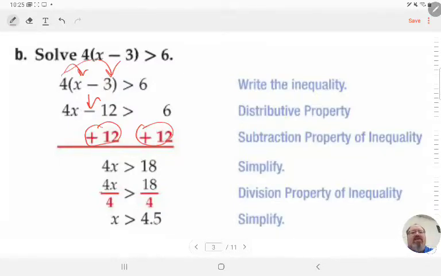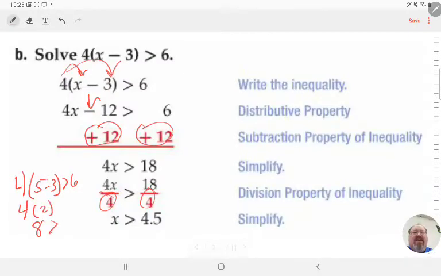4x is multiplication, so I have to divide both sides by 4. And 4 divided by 4 is 1, or just x. And 18 divided by 4 is 4.5, so x is greater than 4.5, okay? And again, if I wanted to check that, I just pick a number larger than 4.5, so we could use 5. 4 times 5 minus 3 should be greater than 6. 4 times 2, which is 8, and 8 indeed is greater than 6, okay?